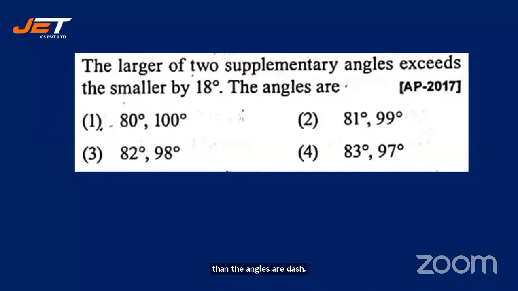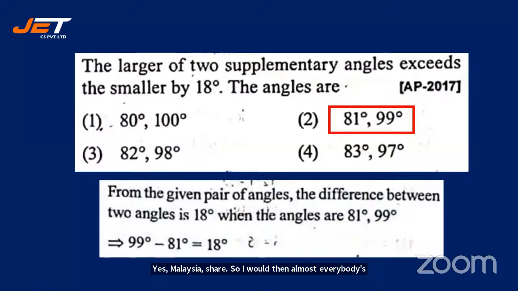Let's see how many are going to give me the right answer. Yes, Malesh, Akshaya, Sai Vardhan. Almost everybody is giving me the right answer as option 2, 81 degree, 99 degree. Yes, so you can see from the following, from the given pair of angles, the difference between the two is 18.